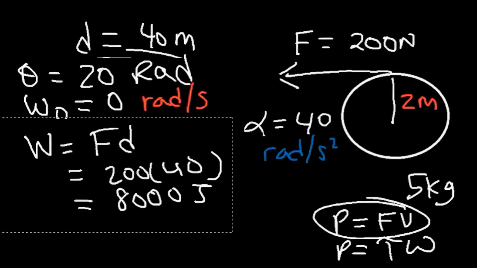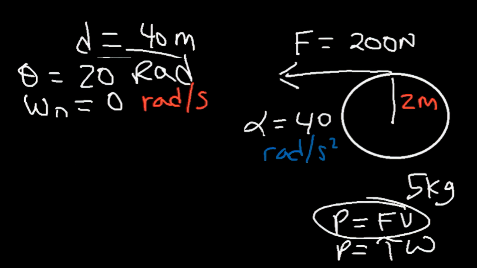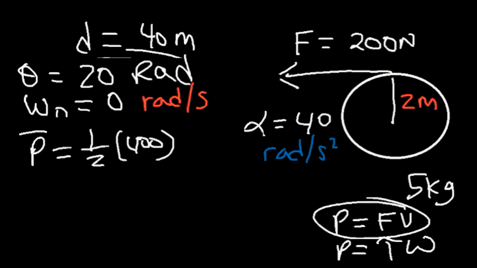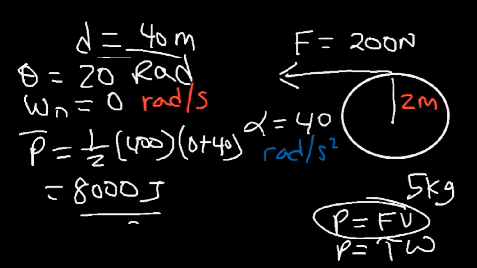A second way in which we can calculate that answer is using the average power, which we said was 1/2 times, in this case, the torque, which was 200 times 2, that's 400, times the angular speed, initial plus final, 0 plus 40. So that's also 200 times 40, which will give you 8,000 watts. 8,000 watts is 8,000 joules per second.